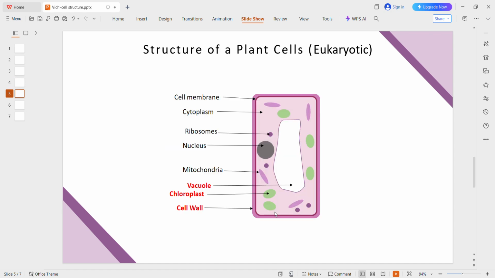Plant cells have similar structures to that of an animal cell. They too consist of the cell membrane, cytoplasm, ribosomes, nucleus, and mitochondria. In addition to these, they have a large central vacuole, chloroplast, and a cell wall, which is the outermost layer of a plant cell.